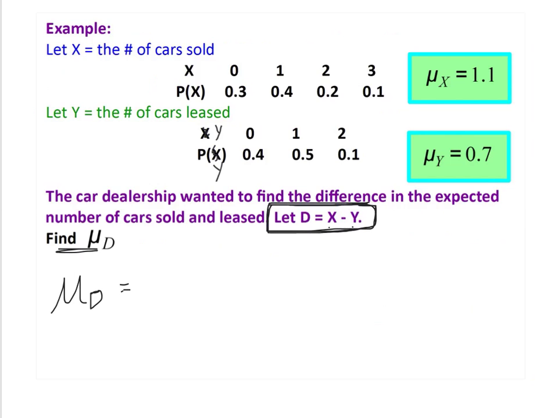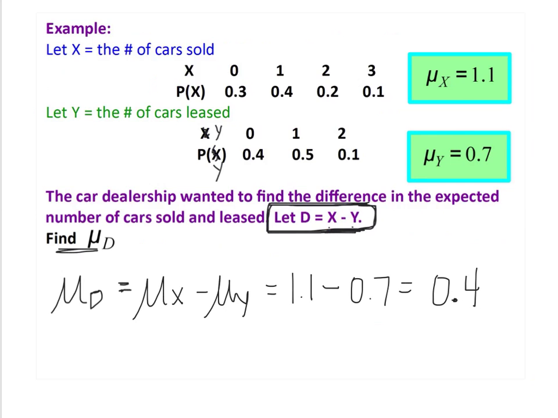Well, if I'm finding the difference between two different distributions, I take the mean of one and subtract the mean from the other. So for means, I just do what the problem tells me. It says x minus y, so I'm going to do the mean of x minus the mean of y, which is 1.1 minus 0.7, which gives me 0.4. So the expected difference in cars that Linda will sell or lease is 0.4.